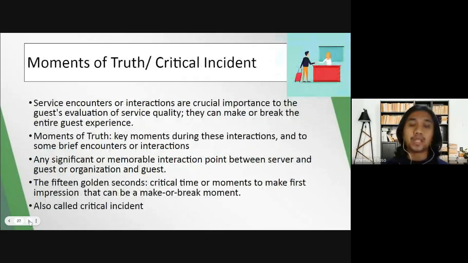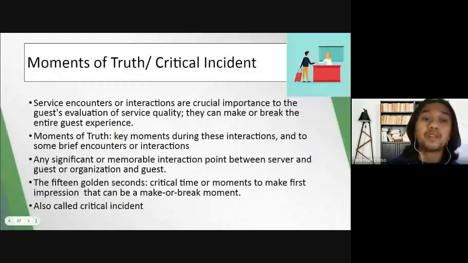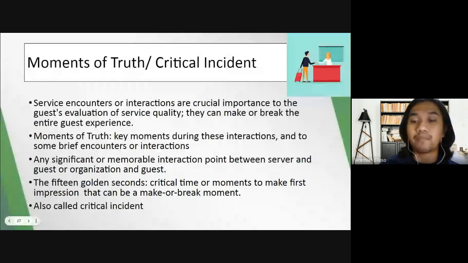Let's take a look at the moments of truth or critical incident. These are service encounters or interactions of crucial importance to the guest's evaluation of service quality, and they can make or break the entire guest experience. Moments of truth are key moments during these interactions, even brief encounters. Moments of truth are any significant or memorable interaction point between the server and the guest, or organization and guest.